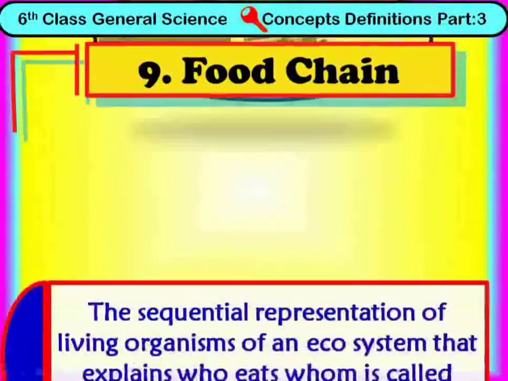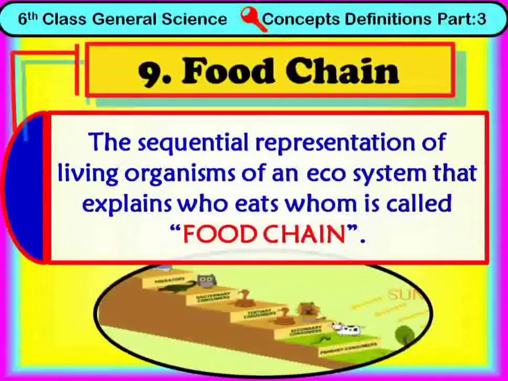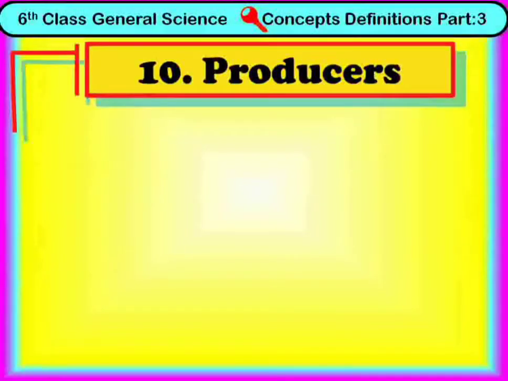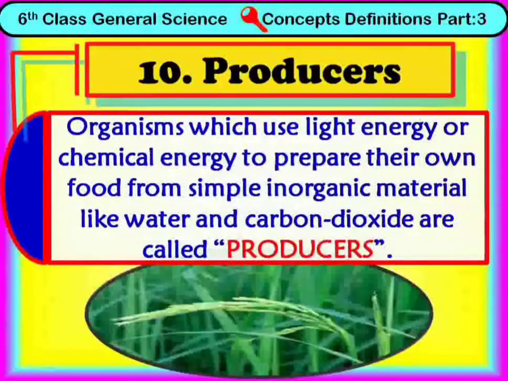Food chain. The sequential representation of living organisms of an ecosystem that explains who eats whom is called food chain. Producers. Organisms which use light energy or chemical energy to prepare their own food from simple inorganic material like water and carbon dioxide are called producers. Plants, algae, and few bacteria are examples for producers.